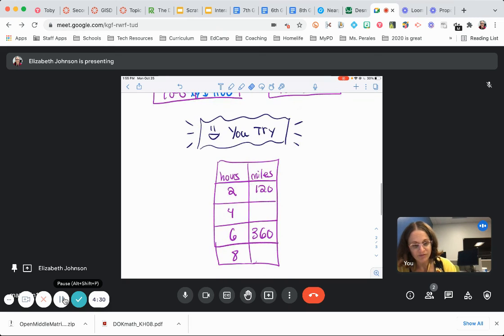All right, so here's one for you to try. Pause the video and see if you can complete this table. All right, so you identified that 2 times 60 is 120, and 6 times 60 is 360. So now we need to do 4 times 60 and 8 times 60. 4 times 60 is 240, and 8 times 60 is 480. There we go.